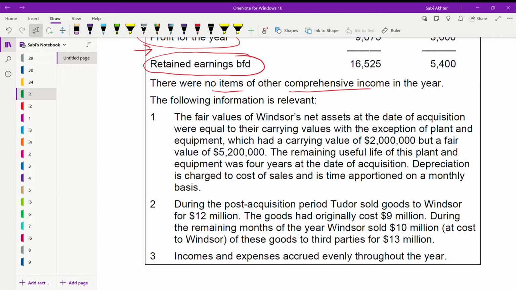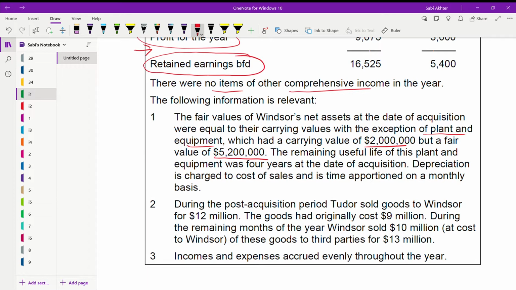So the first one is: the fair value of net assets at the date of acquisition was equal to the carrying value, with the exception of plant and equipment, which had a carrying value but a fair value of 5.2 million. Remember guys, in your question you will get at least one, in the net assets, only one asset with a carrying value which is different to fair value. The reason is that you have to adjust your net asset. Otherwise, you could take the net asset as the carrying value.